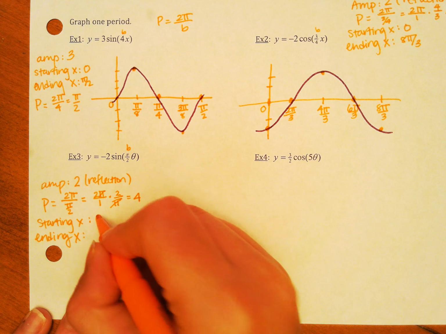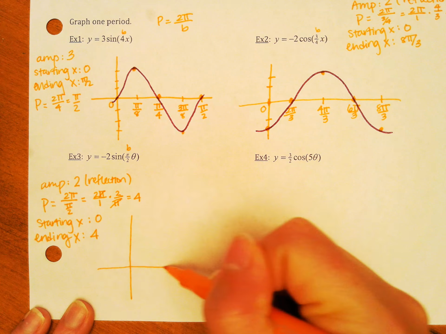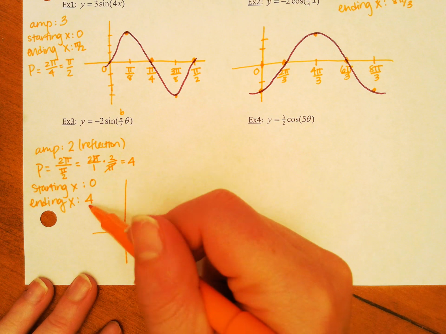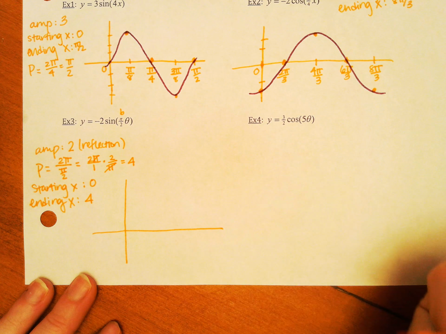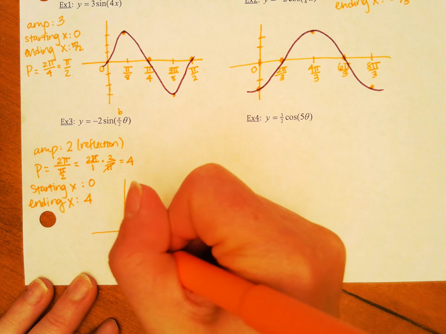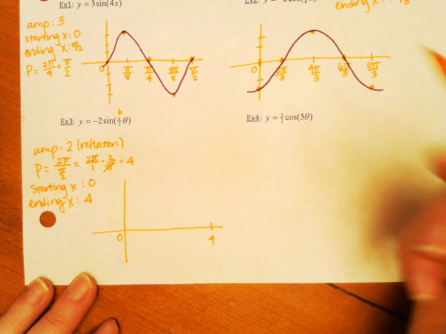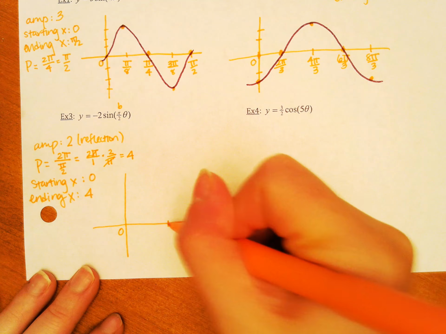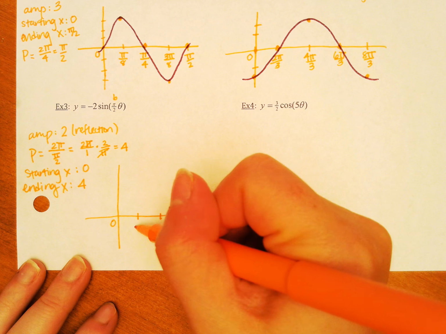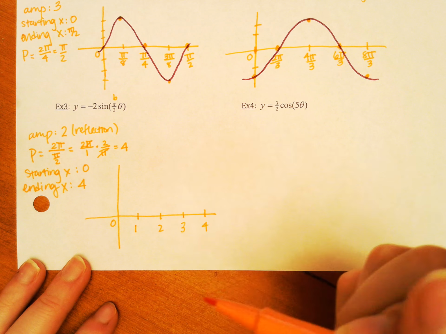Our starting x value is going to be 0, and then our ending x value is going to be 4. I know it's kind of freaky to label your x-axis in terms of just regular numbers and not pi's, but it works out because we have this pi value for our b. So our starting is 0, our ending here is 4. Find the average between 0 and 4, that'll give 2. Find the average between 0 and 2, it gives 1. Find the average between 2 and 4, gives 3.